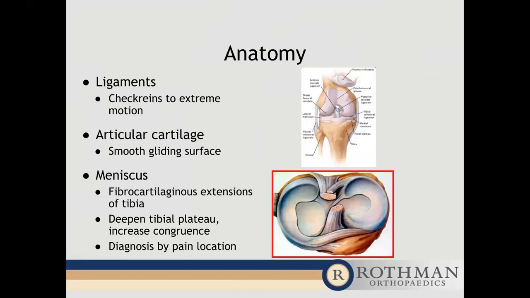Okay, so first thing we're going to talk a little bit about is anatomy. Ligaments in the knee, there are multiple ligaments in the knee that act as check reins on the extremes of motion. So they let you go so far, and then the ligaments will stop your motion. The articular cartilage is the smooth gliding surface, like the shiny tissue at the end of a chicken bone. And that actually acts as the gliding surface in your knee joint.